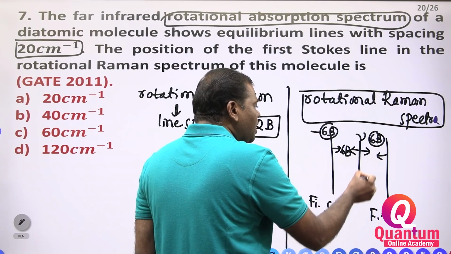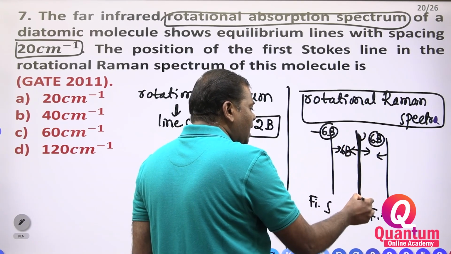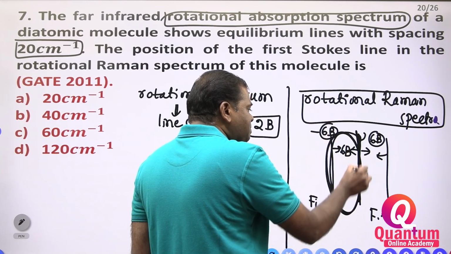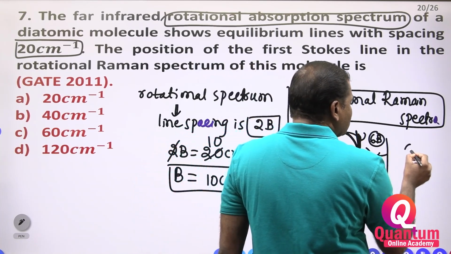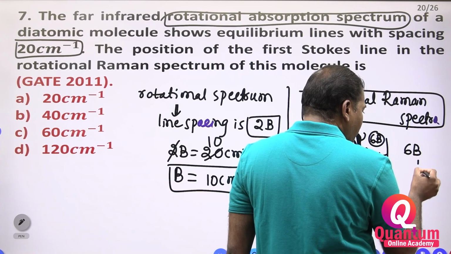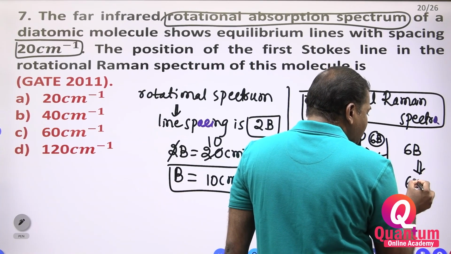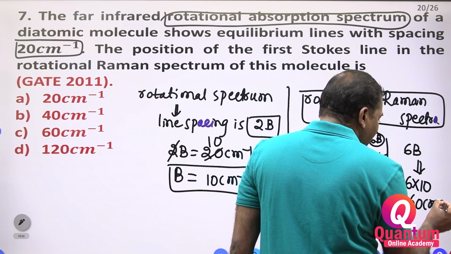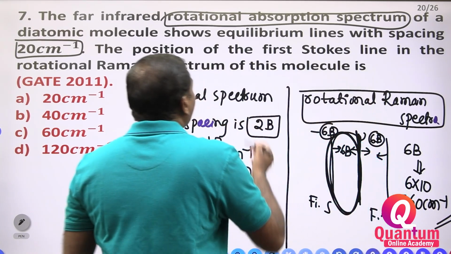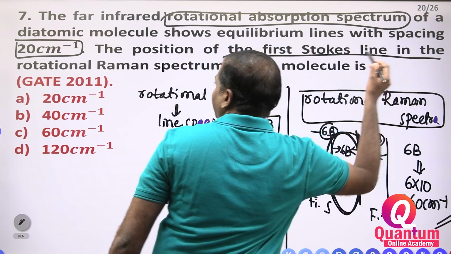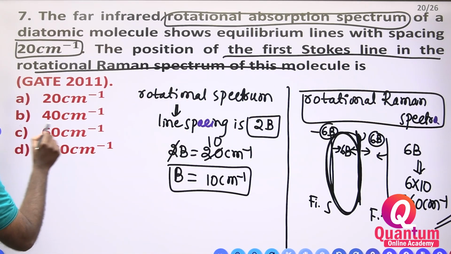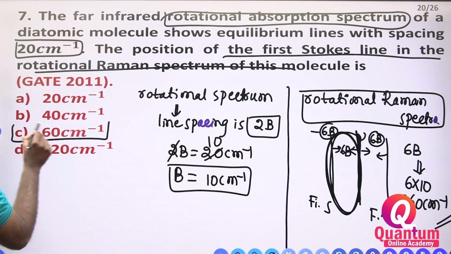They are asking the spacing from the Rayleigh line to the first Stokes line. 6B spacing is there, and B we already found. 6 into 10 is equal to 60 centimeter inverse. This is the first Stokes line in the Raman rotational spectrum of the molecule. Your option is C.